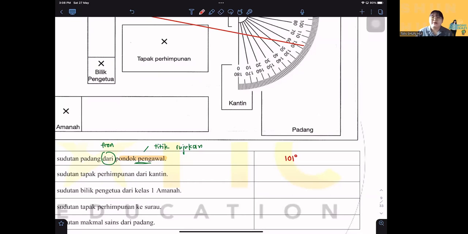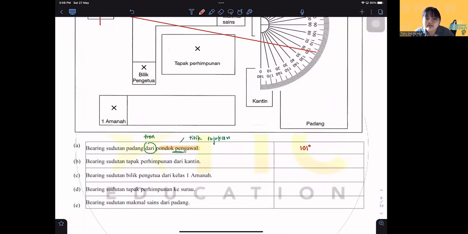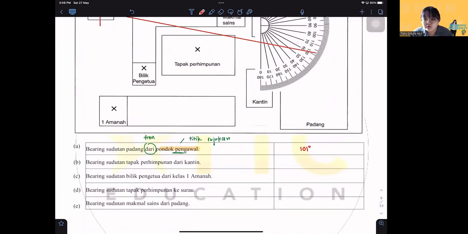101. You can only differ by 1. You cannot differ by 2. Like two from your teachers, okay? I mean, from your school. Your school can.